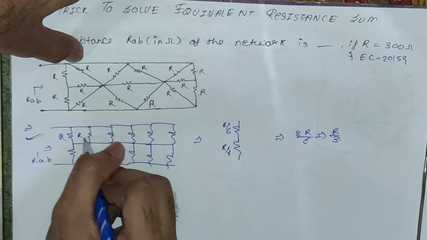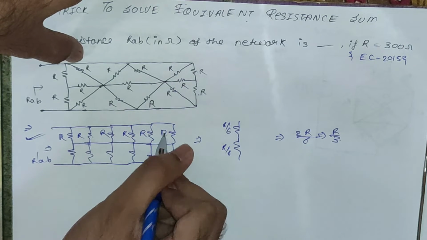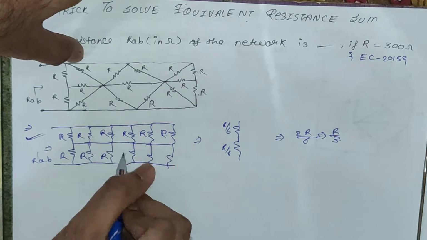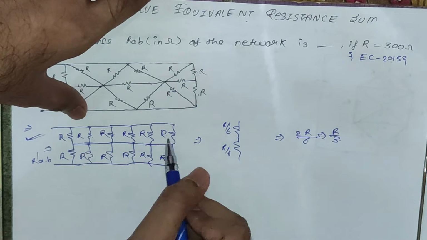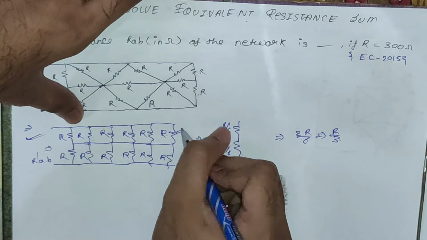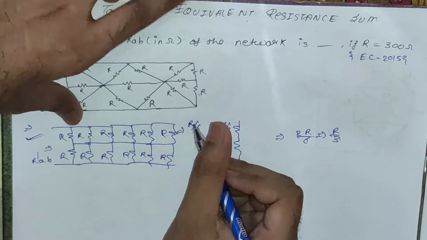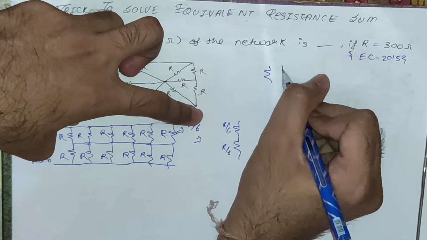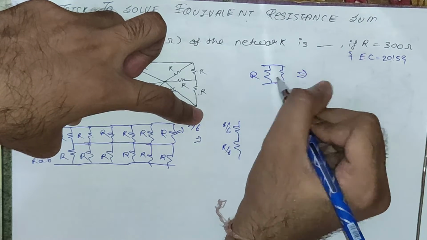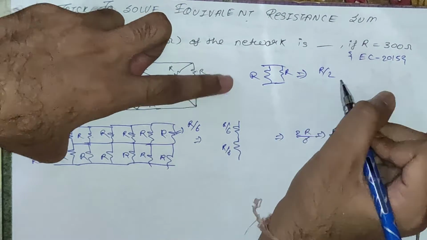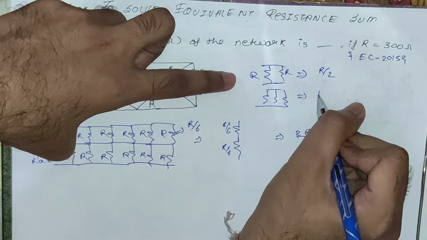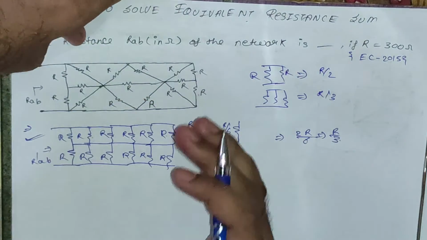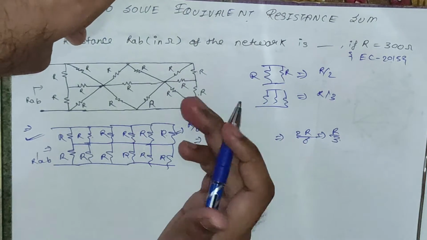So this is R, this is also R. You can see 6 resistances are in parallel, so the equivalent resistance will be R by 6. This is the basic thing, you should know it. If you have two resistances in parallel having the same value, let's say R, then the equivalent resistance will be R by 2. If it is 3 resistances in parallel with the same value, then the resistance will be R by 3. So this is the basic thing, you should have this idea.